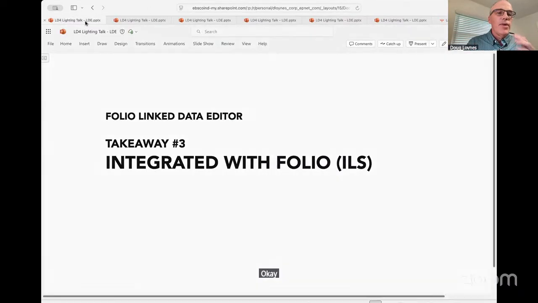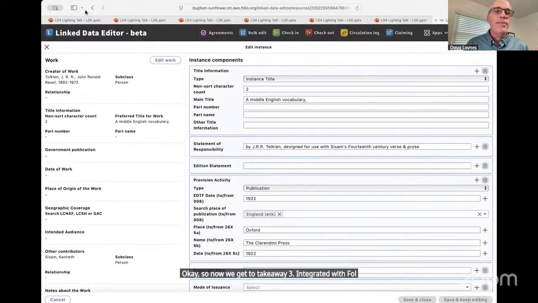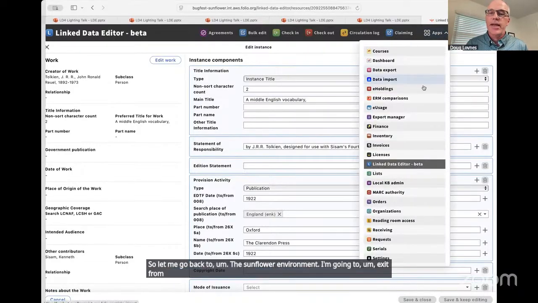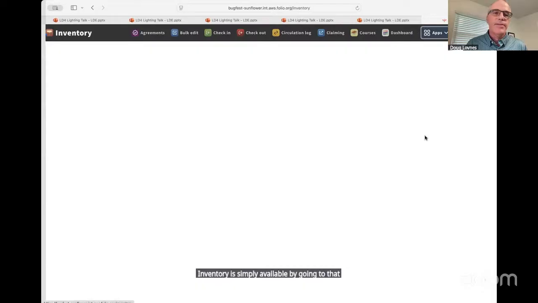Okay, so now we get to takeaway 3, integrated with Folio. So let me go back to the Sunflower environment. I'm going to exit from linked data, and I'm going to pull up the inventory app. Inventory is simply available by going to that apps drop-down list.